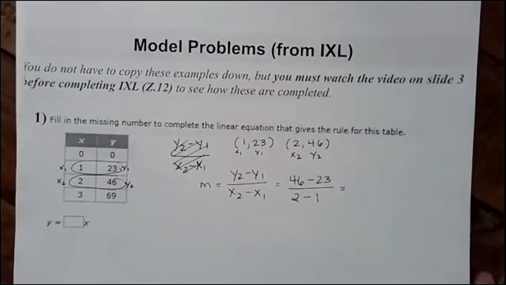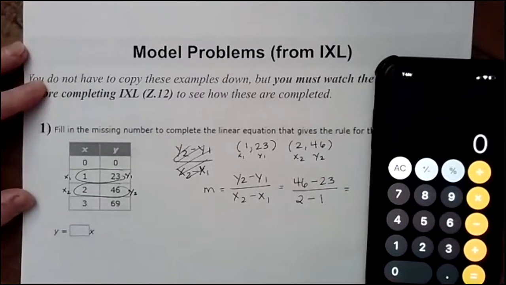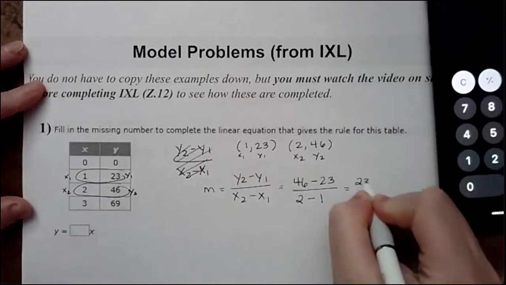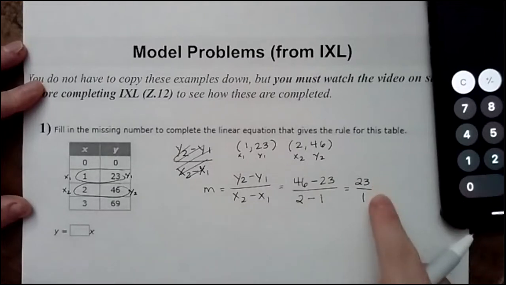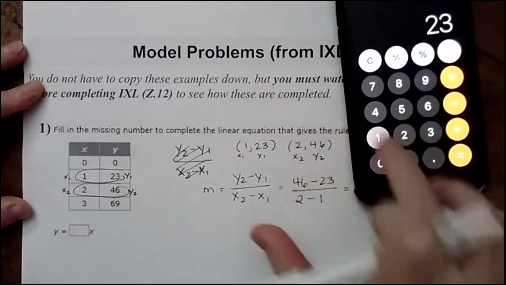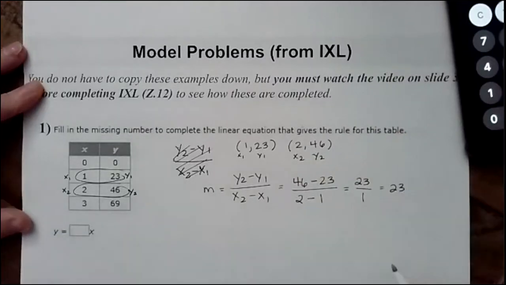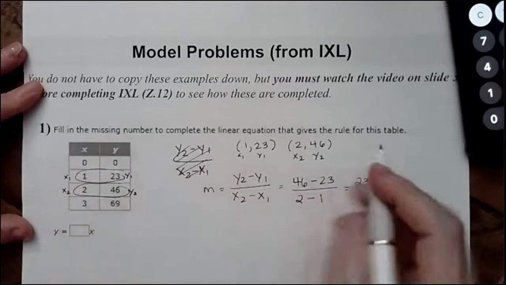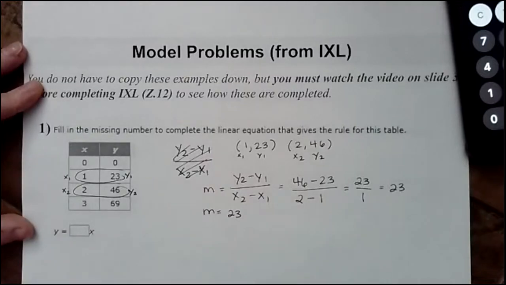So because of time, I'm just going to use my cell phone, but you guys are free to use the Desmos calculator that I linked on slide 1, okay? So 46 minus 23 equals 23 over 2 minus 1 is equal to 1. And then finally we do the division. Now it's always the top number divided by the bottom. So it's going to be 23 divided by 1, right? I'm just modeling it for you, but you guys should know that. It equals 23. So we know that the slope for this line is m equals 23. Now that's step 1, okay?